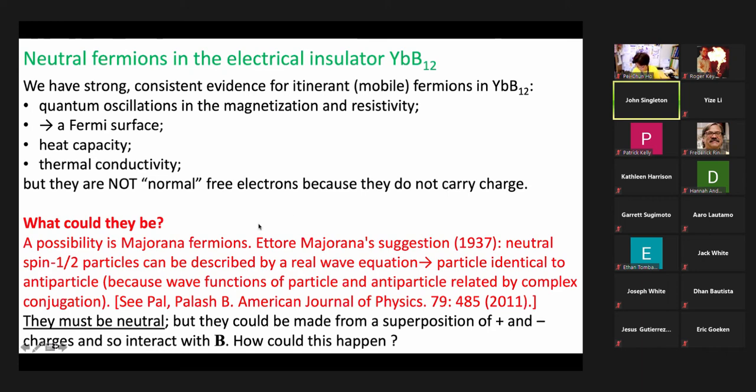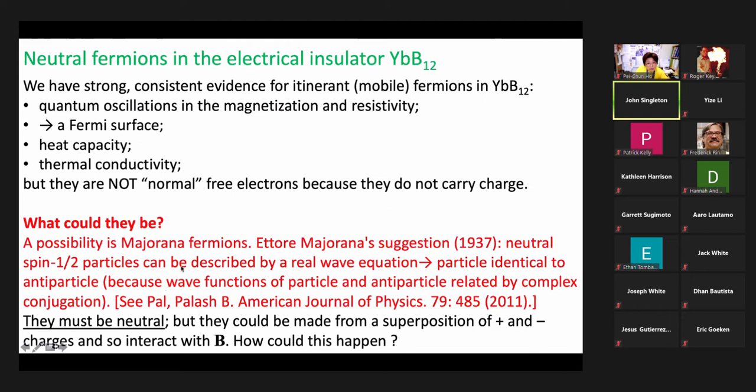Well, a distinct possibility is Majorana fermions. The Italian physicist Ettore Majorana suggested, a long time ago, getting on for 85 years ago, that neutral spin-half particles could be described by a real wave equation. And if it's real, it means that the particle is identical to the antiparticle. Those of you who've done this sort of advanced quantum mechanics will realize this, because wave functions of particles and antiparticles are related by complex conjugation. So in other words, if it's real, they must be the same.